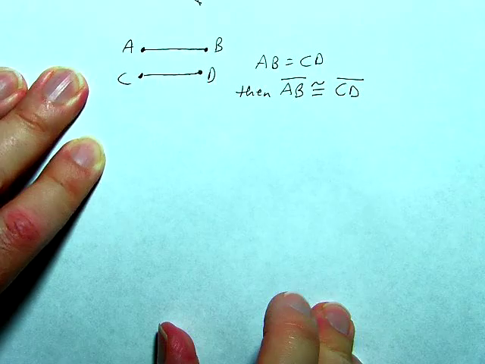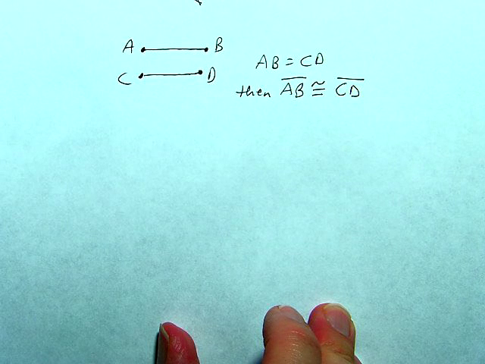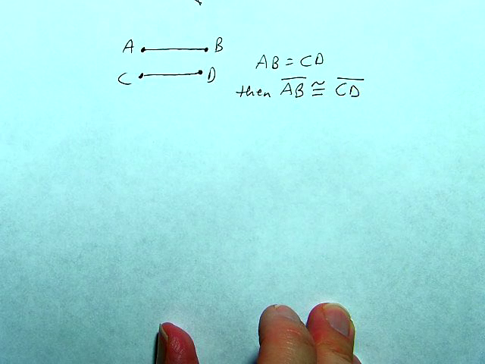And notice how we represent congruence. We often do it by having an equal sign, and then above the equal sign we have a squiggly line. So line segment AB is congruent to line segment CD.